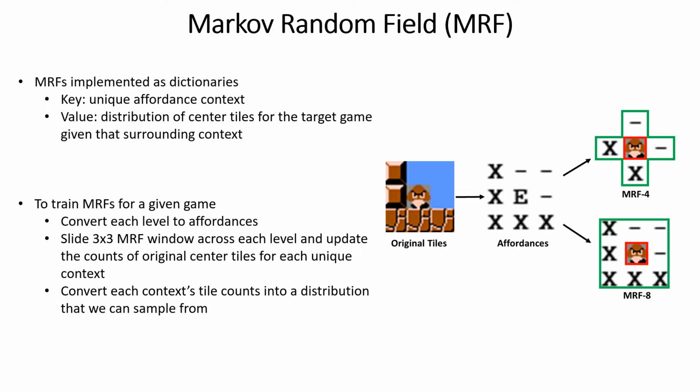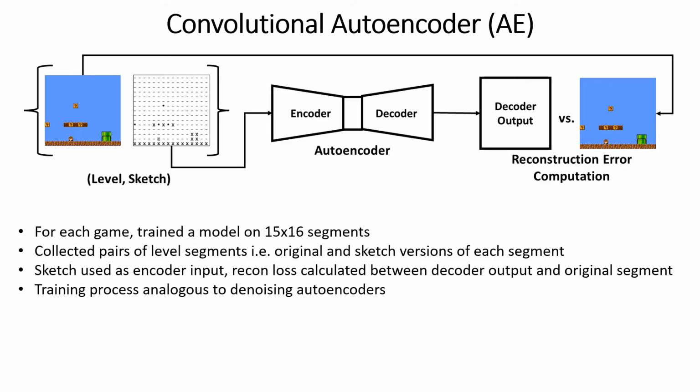To train the MRFs for a given game, we first convert each level to its affordance form using that game's predefined tile to affordance mapping. Then we slide a 3x3 window across each level, updating the counts of the original center tiles for each context that we find along the way. After this step, the dictionary stores the number of times each original game tile appears in the center for each unique affordance context. In the final step, we convert each context's absolute counts into a distribution that we can sample from when performing style transfer.